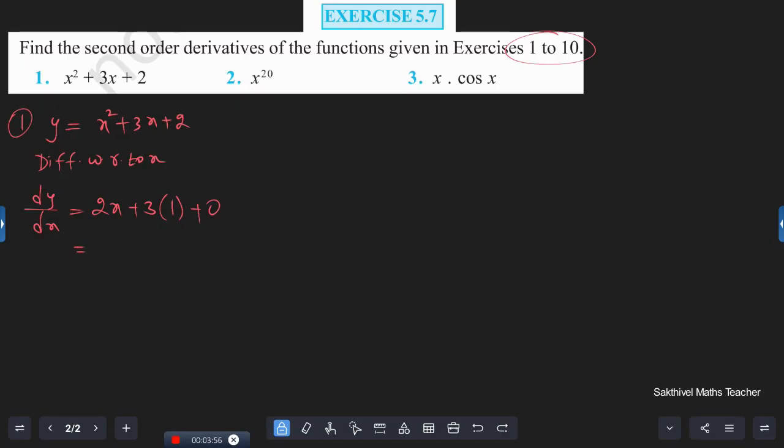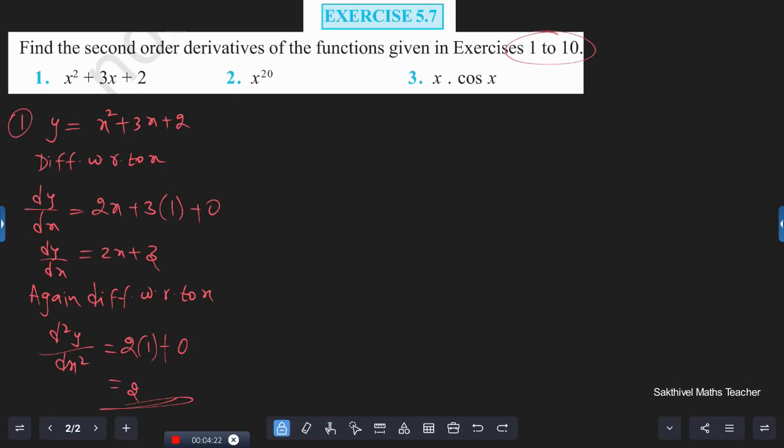Now this will be 2x plus 3. This is dy divided by dx. Not over. Again differentiate with respect to x. So you will be getting d square y divided by dx square, which is equal to 2 into x derivative 1, plus 3 derivative 0. So 2 into 1, 2. That's it. Over.